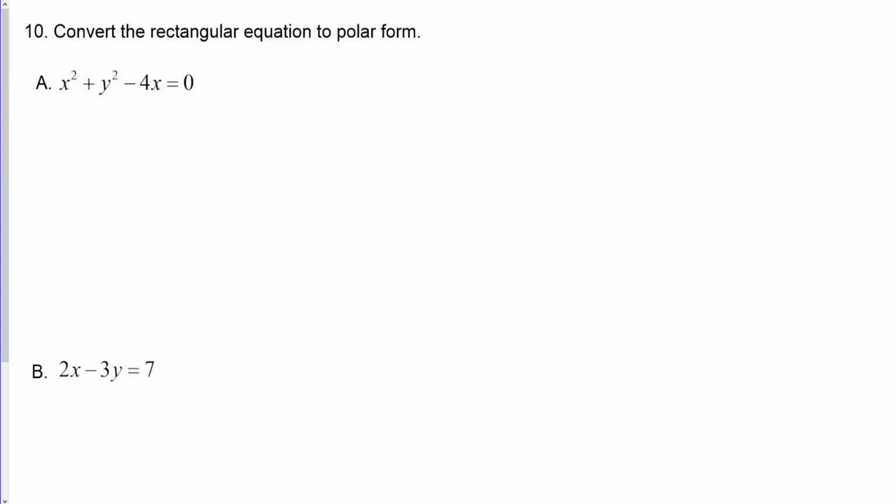Number 10, convert the rectangular equation to polar form. All right, to make this in polar form, we have to take advantage of things like r squared is x squared plus y squared, x equals r cosine theta, y equals r sine theta, and so forth. So these are our basic transformations. We also have tangent theta is y over x, but we generally try to avoid that one because it's a little bit messy.